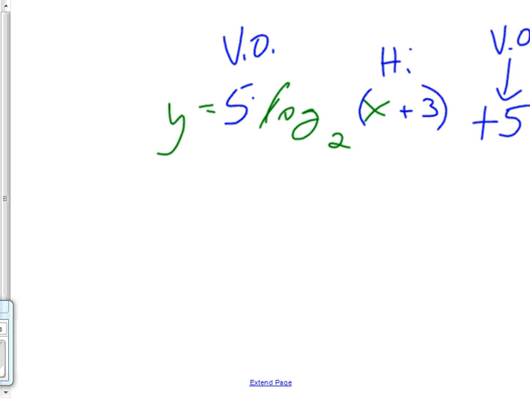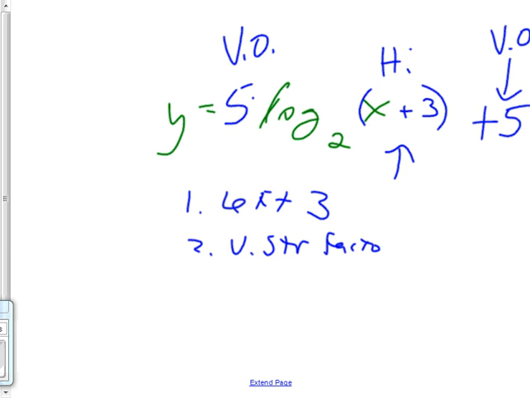So now, this one I just drew. Green, that's the parent function. 1, 2, 3 changes that I make to it. I start on the inside, so I'm going to start in there. And what's that one mean? Left 3. And then I move to the outside, and I do them in order because that's what you should do. Yep, vertical stretch factor 5. Okay, now what? Up 5.